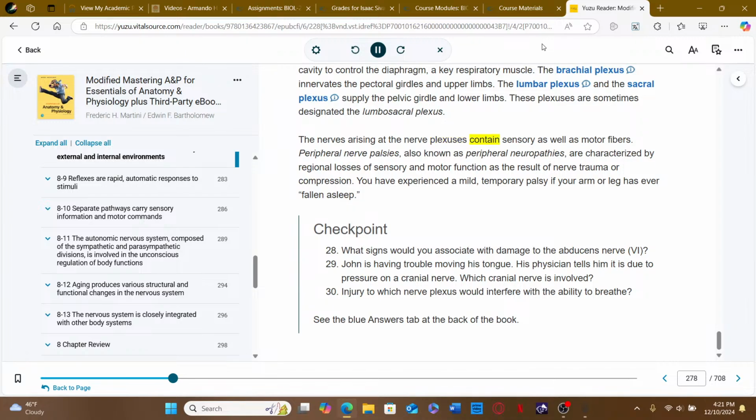The nerves arising at the nerve plexuses contain sensory as well as motor fibers. Peripheral nerve palsies, also known as peripheral neuropathies, are characterized by regional losses of sensory and motor function as the result of nerve trauma or compression. You have experienced a mild, temporary palsy if your arm or leg has ever fallen asleep.